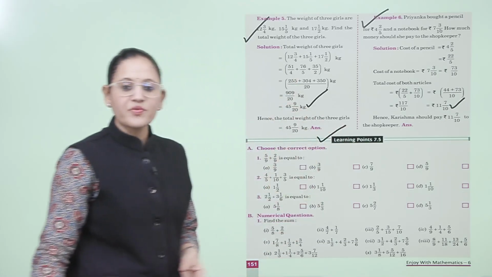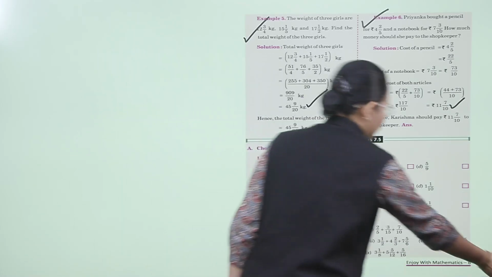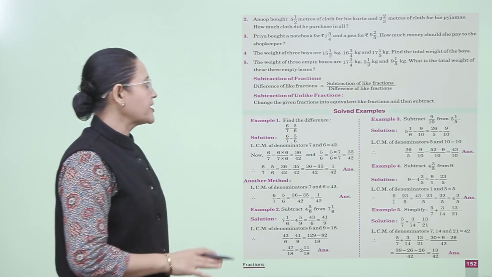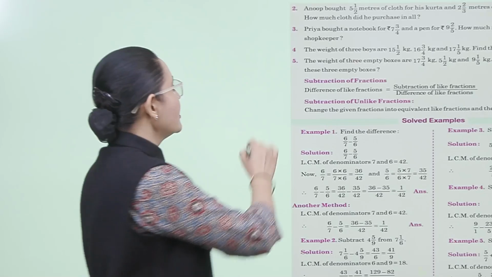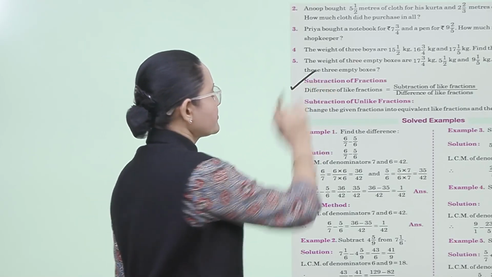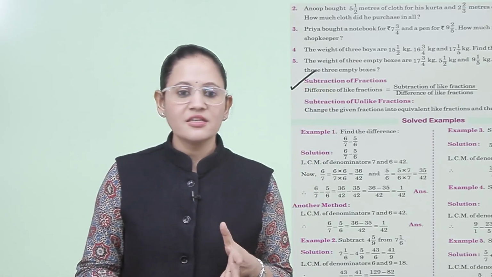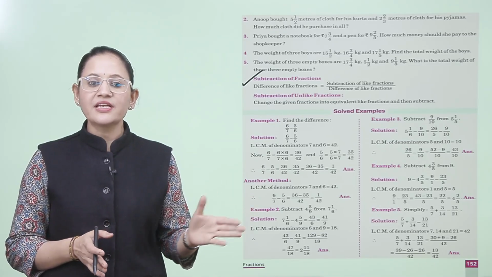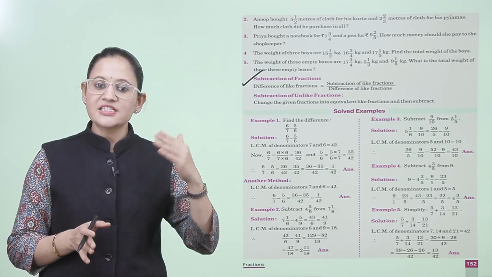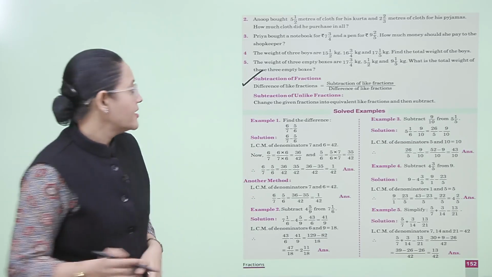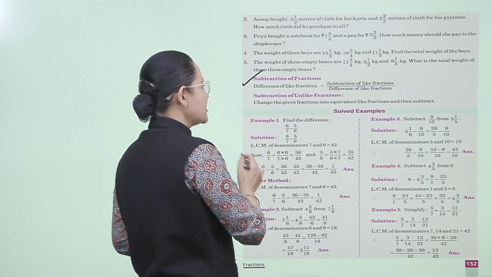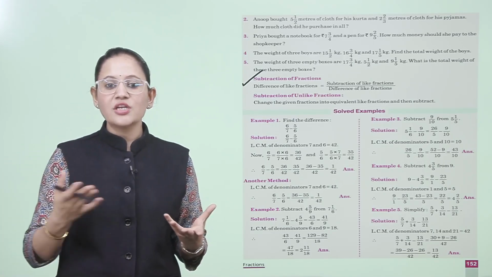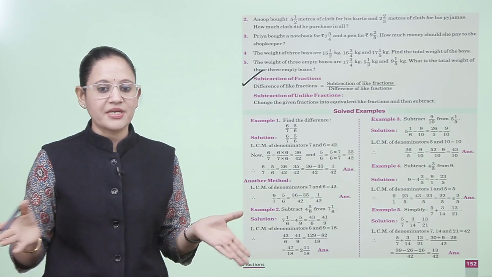Next is learning point 7.5. So practice all the questions given in the exercise. These questions are for your practice, so you have to practice all the questions. Next is subtraction of fractions. We have done addition, now we'll do subtraction. Subtraction of like fractions is equal to the subtraction of numerators upon the common denominator. For unlike fractions, first we'll change them into equivalent like fractions and then we'll subtract.